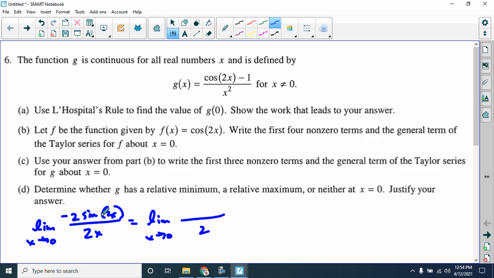Derivative of sine of 2x is cosine of 2x times 2, and then we already have a negative 2 there. Plugging in 0 gives me cosine of 0, that's 1, so I get negative 4 divided by 2, which is negative 2.